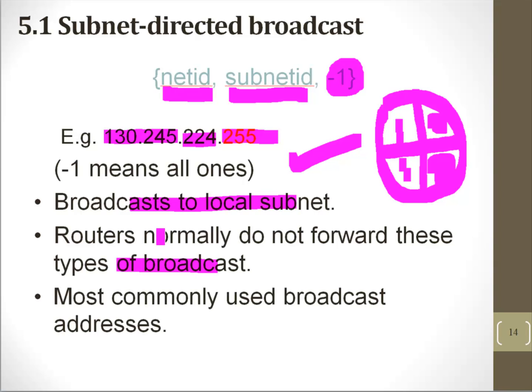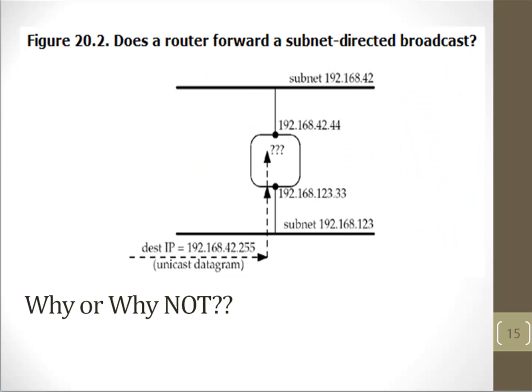Any broadcast packet, the router will never deliver it. That means the router will stop the packets. Now you can see an example here. I'm having a router. I'm going to have a broadcast packet. That means the destination IP address of the packet is a broadcast IP address. You can see 192.168.42.255. So this is a packet with a broadcast IP address destination.